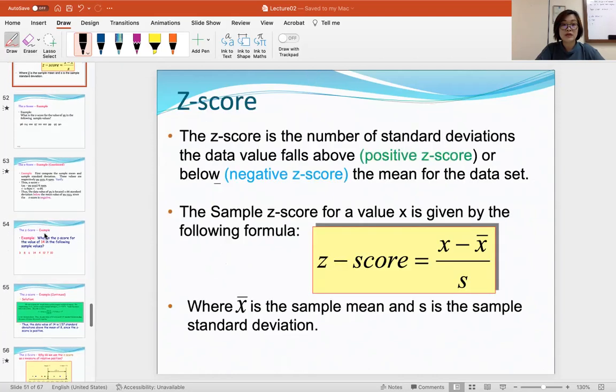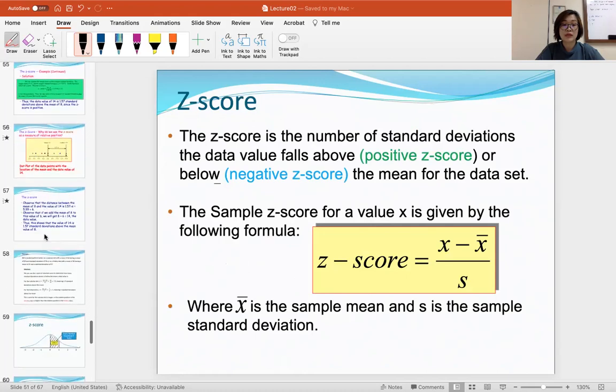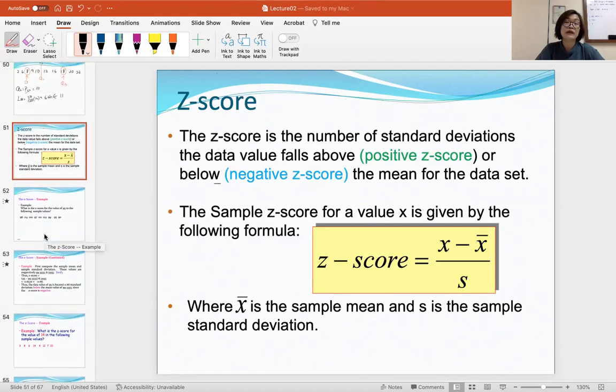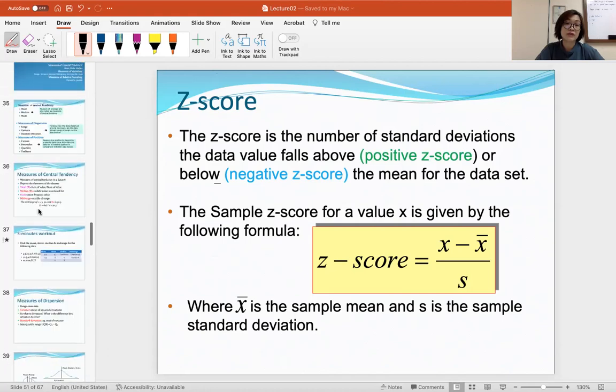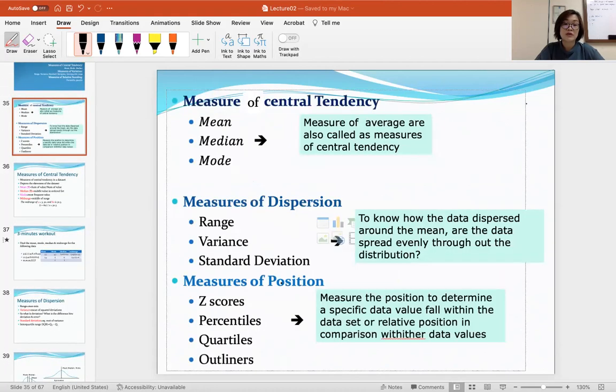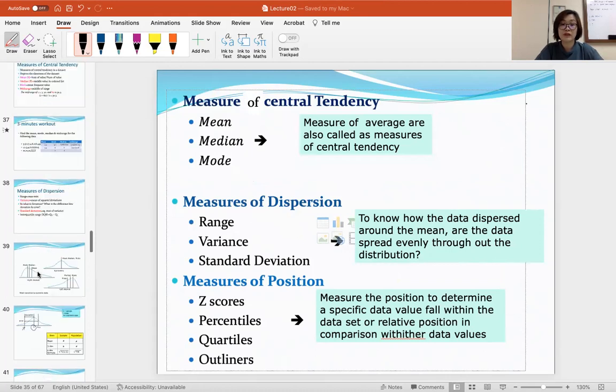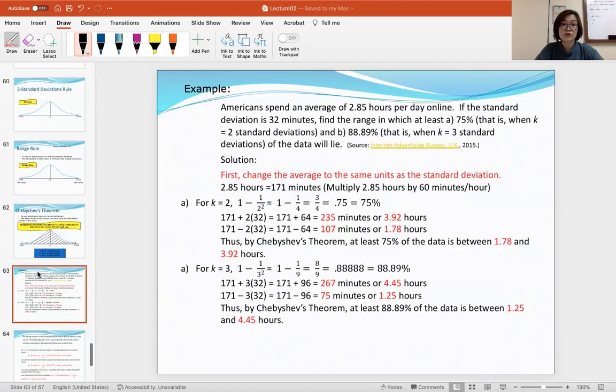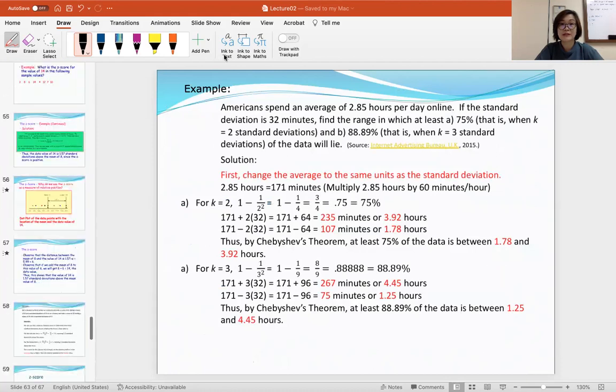So next lecture, I will teach you about Z-score. That is very important for you to further analyze at our stage number 3, which is measure of precision. From there, you can find the percentile. We learned about percentile and quartile. Outlier is something that is outside of it. Z-score will involve a lot of rules, so I will give you more examples next lecture.